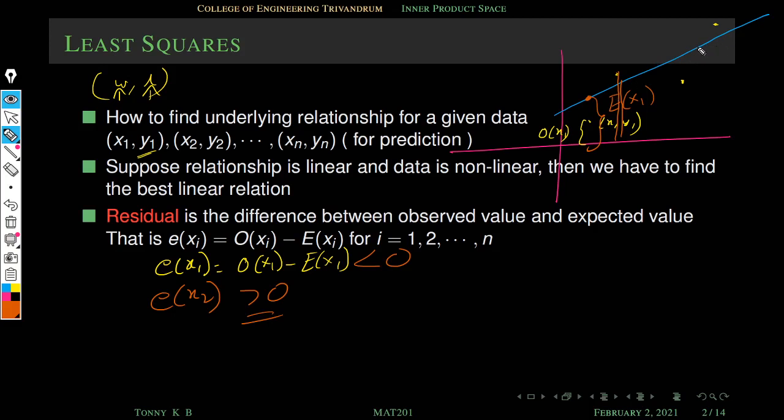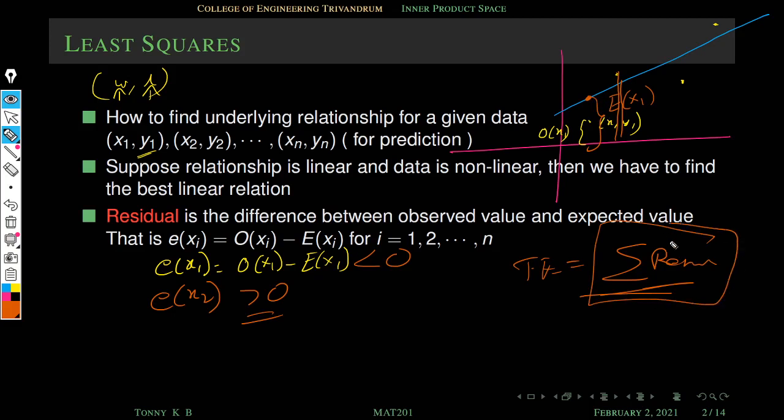So how to define the total error? One way of defining the total error is the sum of residuals. Is it a good measure for total error? No. Why? Because some errors are positive and some errors are negative. So if you take the simple algebraic sum of residuals, maybe this error is 0. It is possible, but still error is there.